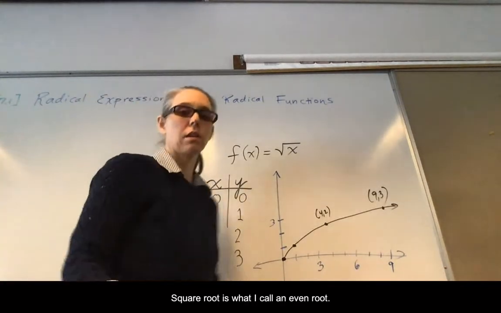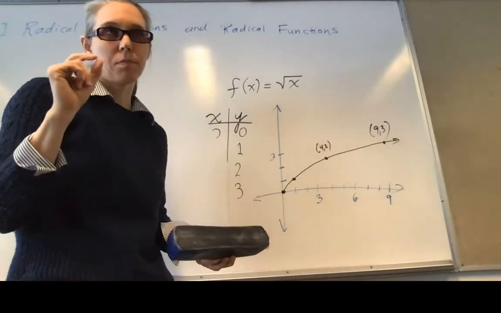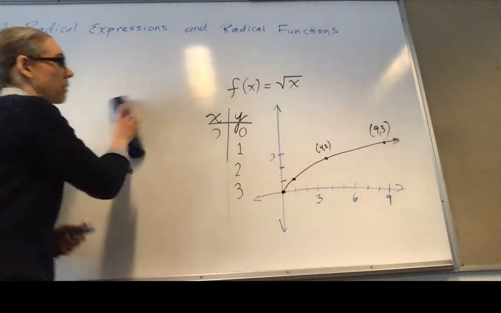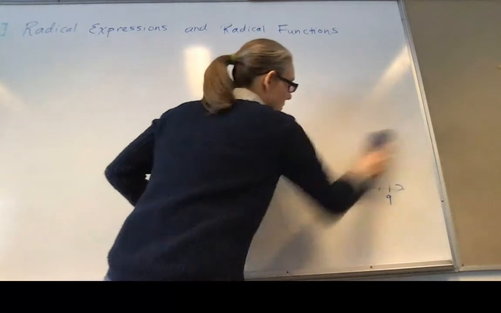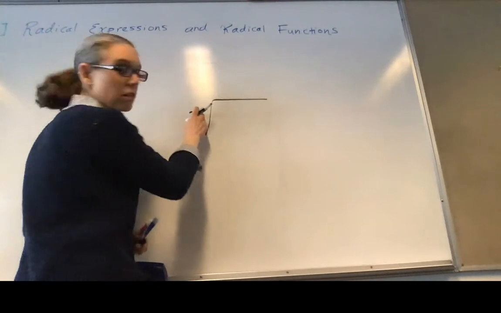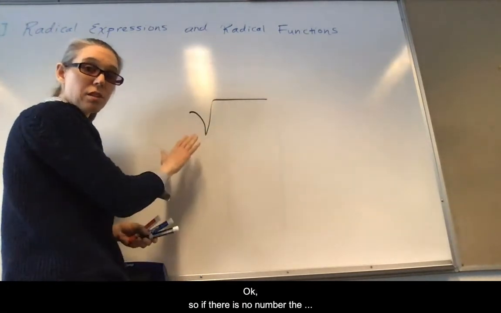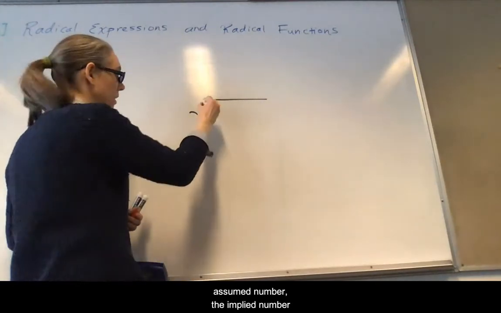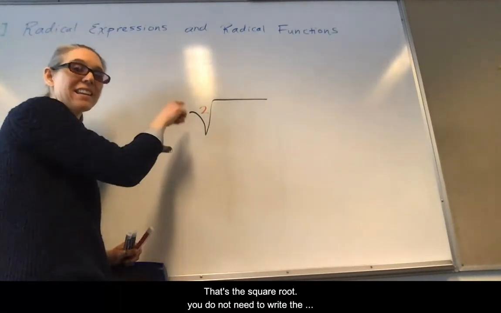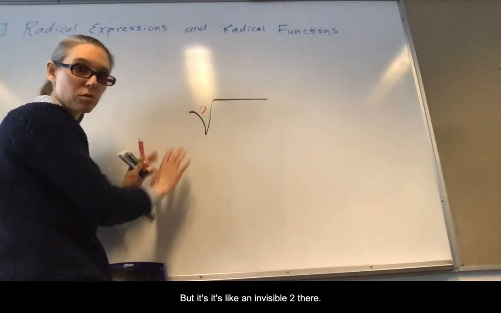So the square root is what I call an even root because the little number on the inside of the cleft is an implied 2. Okay, let me show you what I mean. When you draw the square root symbol, you produce this little cleft right here, okay? And into this cleft goes a number. Now, if there is no number, the assumed number, the implied number, is a 2. That's the square root. You do not need to write the 2, okay? It's not usually written, but it's like an invisible 2 there, okay?